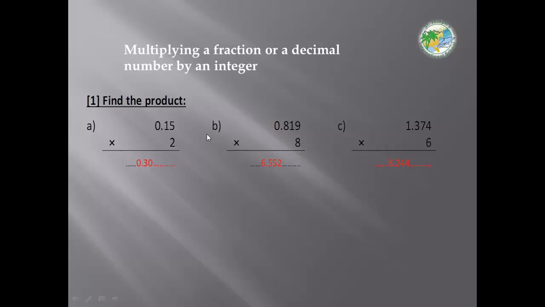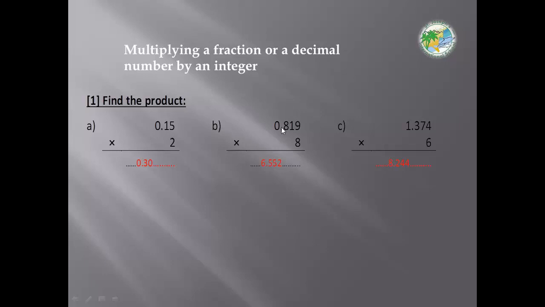The second question, 0.819 times 8. Of course, we should remember or revise the timetable every time. Okay? 8 times 9, 72, 2 carry 7. 8 times 1, 8, and 7, 15, 5 carry 1. 8 times 8, 64, 4, and 1 makes 65. So the first step, we ignore the decimal point.